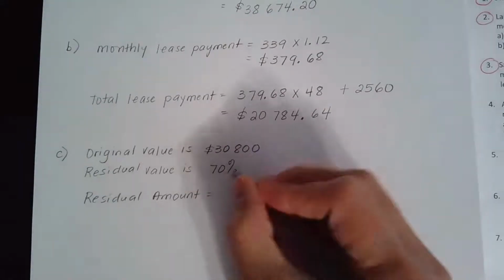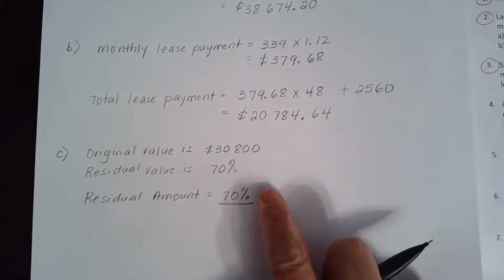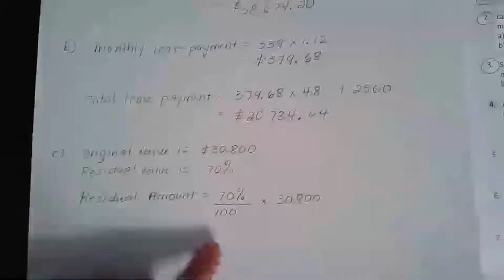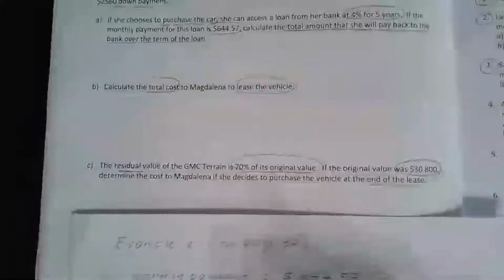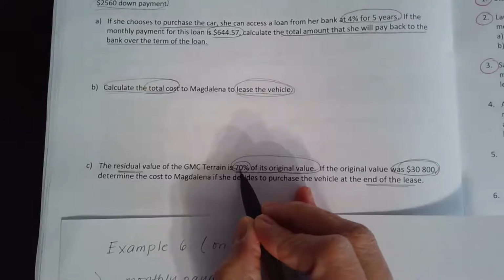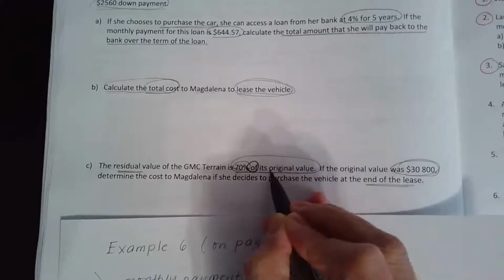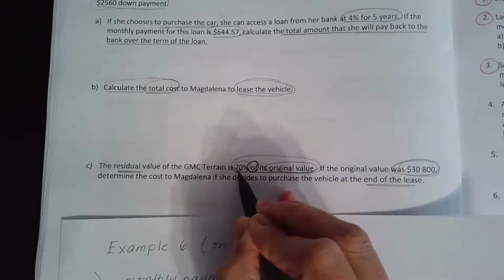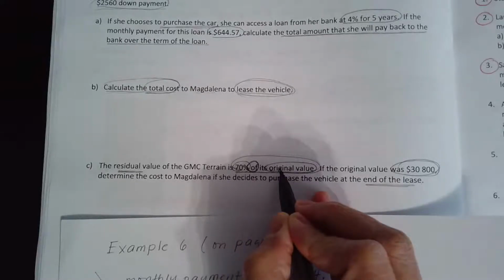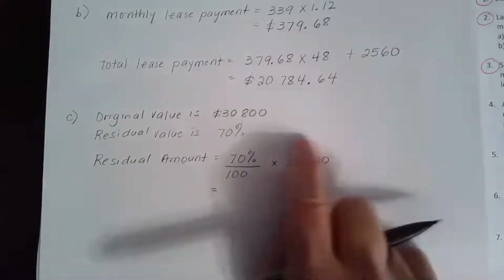Because it's 70%, we talked about this before. The word percent means per 100. Reading it off, they said it's 70%. We know 70% means 70 out of 100. The word of, usually it's multiplication, original price. So you go 70 over 100, of means times, the original value. So let's go ahead and calculate that one.